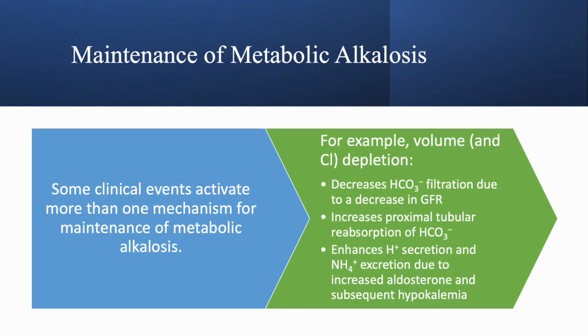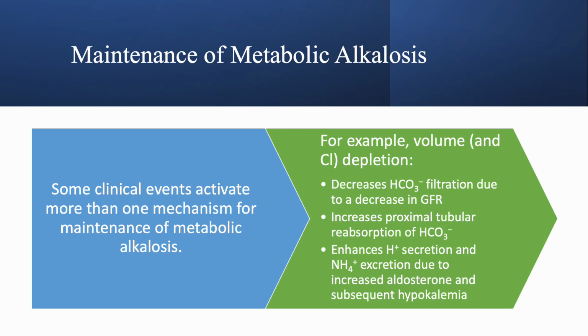We have to keep in mind that sometimes you have clinical events that can activate more than one single mechanism to maintain metabolic alkalosis. For example, you can have volume and chloride depletion. What does that do? That will decrease bicarbonate filtration due to a decrease in GFR. So you have dehydration, so you have a decrease in GFR, so the amount of bicarbonate filtered in the first place is going to be decreased.